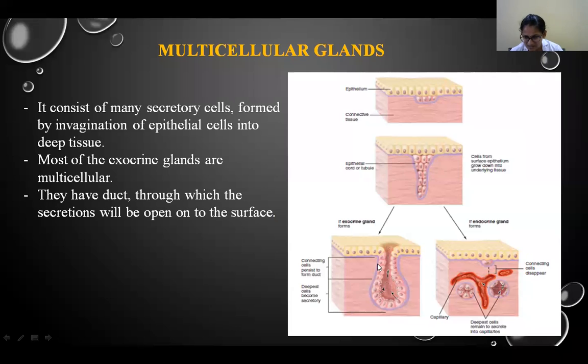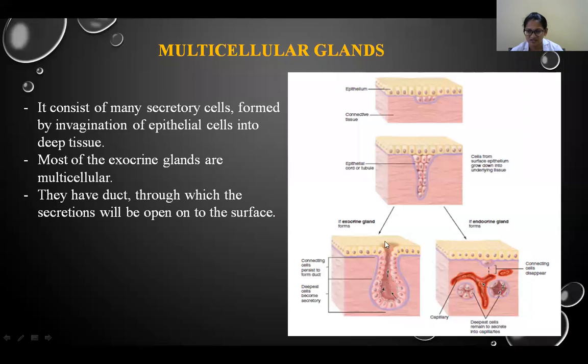This duct will be continuous downwards as a secretory unit. This secretory unit is nothing but the acinus, also called the secretory end pieces. The secretory end pieces will be continuous with a duct. Through this duct, it expels the secretions into the oral cavity or onto the surface of the gland.